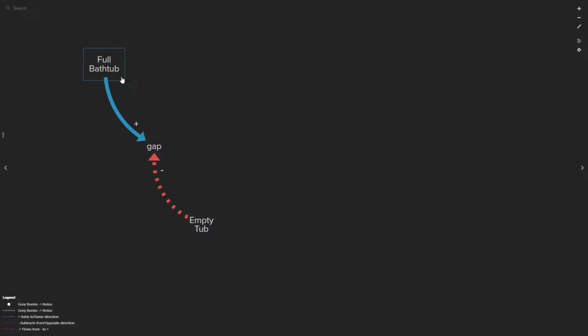And the way that we depict the relationships is that the full bathtub adds to the gap, or the gap changes in the same direction. So if I increase what I define as the full bathtub, the gap would get larger, and if I decreased it, the gap would get smaller. The empty tub, which is the current state that I don't want, if I actually put water in the tub, the gap would get smaller, and if I took water out of the tub, which I can't do at the moment because there's none in it, the gap would get larger. So this is the opposite direction relationship, and this is the same direction.